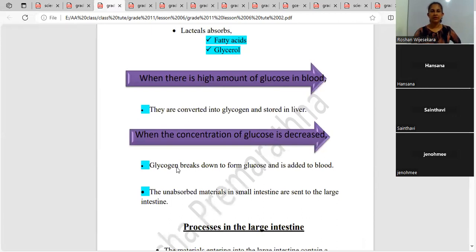Okay. What happens when there is a high amount of glucose in the blood? It is converted into glycogen and stored in the liver. Okay. When the concentration of blood glucose decreases, this glycogen breaks down and is transferred into glucose again. Okay. Therefore, the liver is also involved in homeostasis to maintain the blood glucose level.